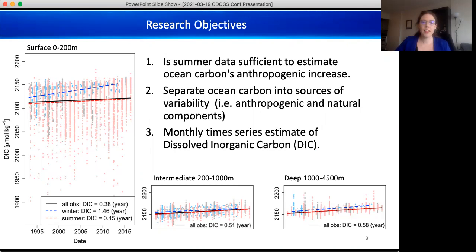To help answer this, we will separate ocean carbon into its sources of variability and reconstruct a monthly time series estimate of dissolved inorganic carbon, which is the amount of carbon dissolved in the ocean.